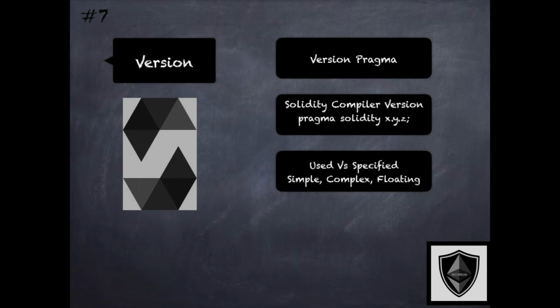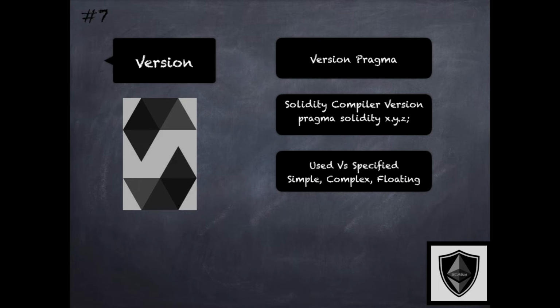A floating pragma is a pragma that has a caret symbol prefixed to x.y.z in the directive, and this indicates that the contract can be compiled with versions starting with x.y.z all the way until x.y+1.z. So specifically, as an example, if we have a pragma directive, pragma solidity caret 0.8.3, then it indicates that the source file can be compiled with any compiler version starting from 0.8.3, going to 0.8.4, 0.8.5, and whatever else has been released, but not 0.9.0. So the transition from 0.8 to 0.9 is what is prevented by this floating pragma.